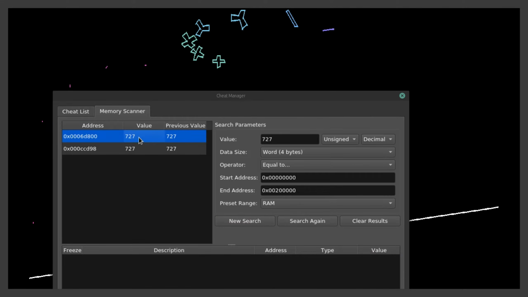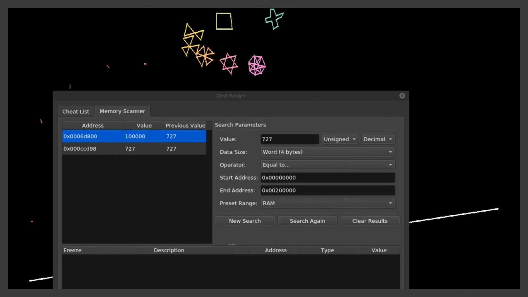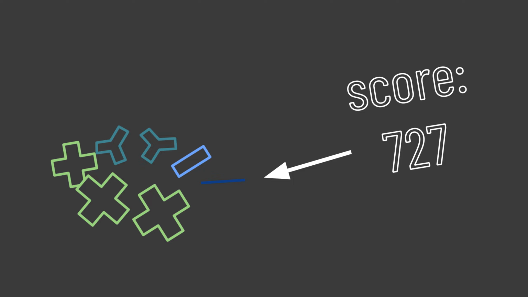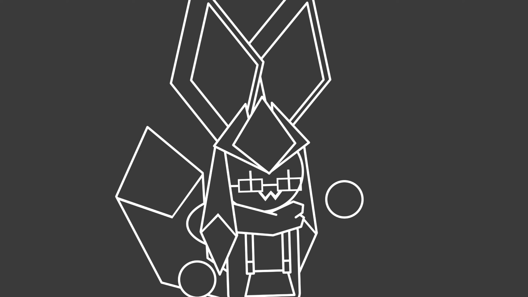0x00060800. Now that we have access to what the score will be at the end of the stage, we can basically make the score whatever we want. Changing this value and unpausing the game will update the shapes accordingly, since during gameplay, the game is constantly checking this value to make sure to change the shapes based on the address's value. Sounds familiar?